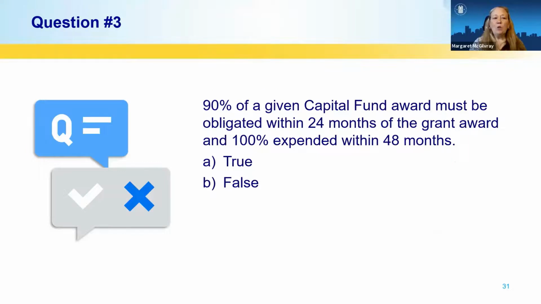Let's take a look at one more knowledge check. 90% of a given capital fund award must be obligated within 24 months or 2 years of the grant award, and 100% expended within 48 months or 4 years. Is this true or false? You're correct. It is true. Yes, these requirements are correct, and there are penalties and sanctions and grant withholding associated with not meeting these deadlines.